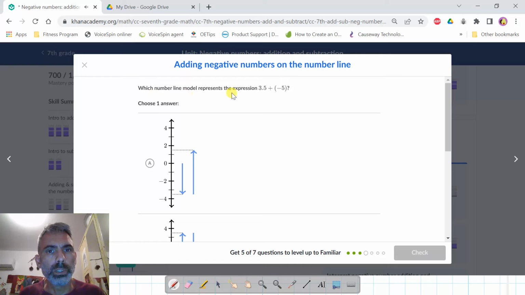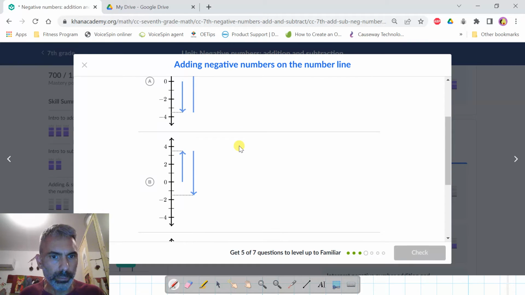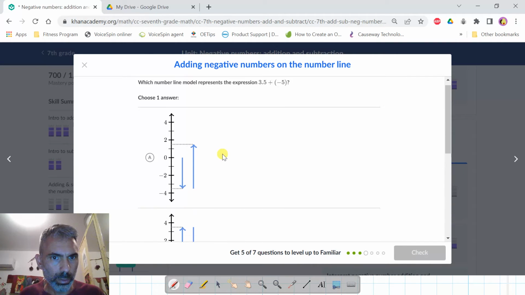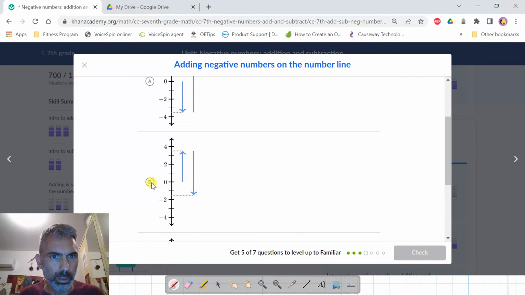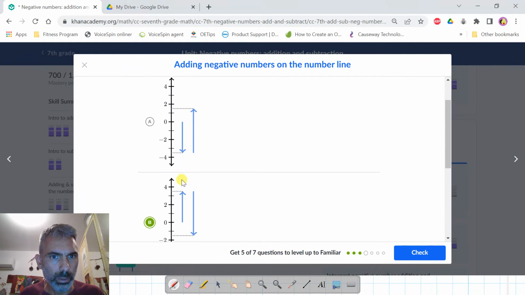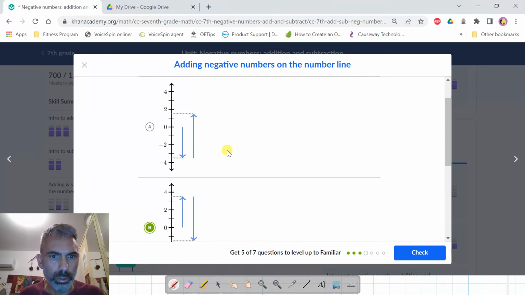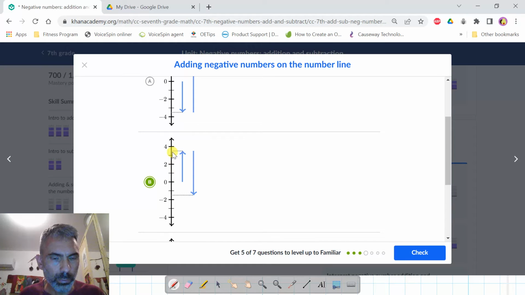Which number line model represents the expression 3.5 plus negative 5? So first, from the 0, we need to take positive direction, 3.5. Okay, so the only option is B. First, from the 0, first arrow is upwards. It takes us to 3.5, between 3 and 4.